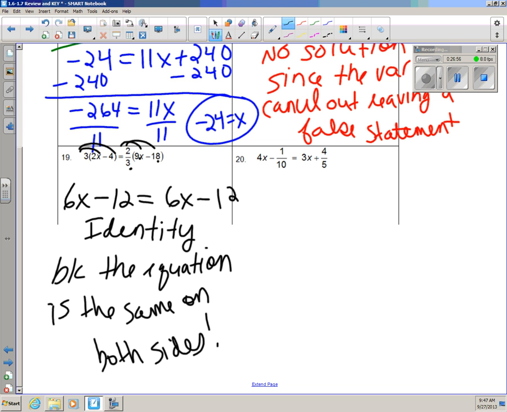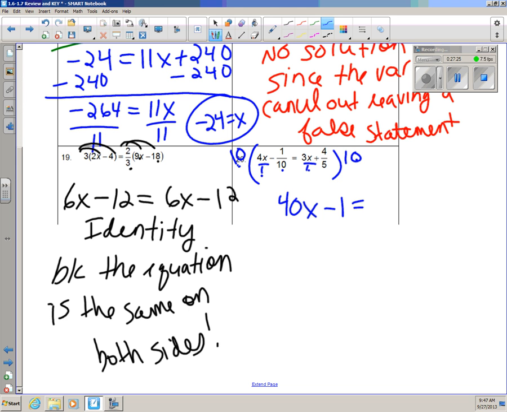Alrighty, last but not least, here we go. Fractions, oh my goodness. All right, let's see. I'm going to make this guy over 1, this guy over 1, and I'm going to realize that probably the best one to use to clear my denominators is a 10. That's the least common denominator, but any multiple of 10 will do. Do some math. 10 divided by 1 is 10. 10 times 4x, 40x. 10 divided by 10 is 1. 1 times 1, negative 1.